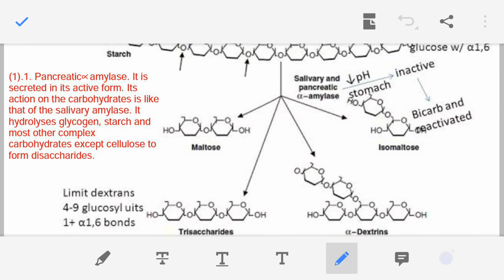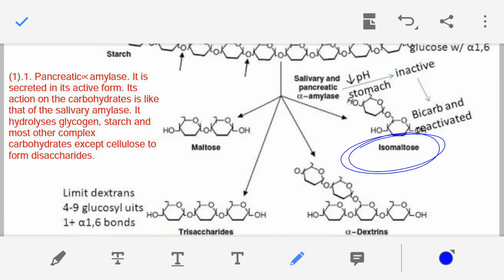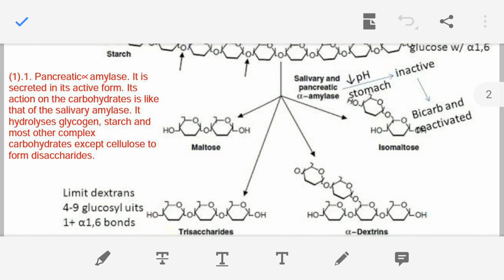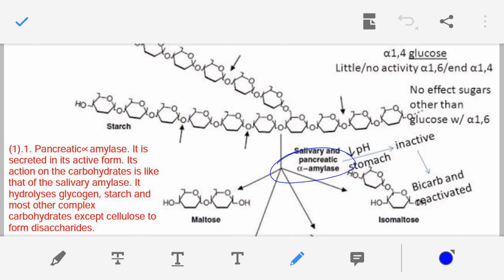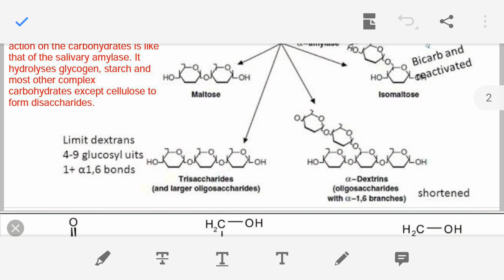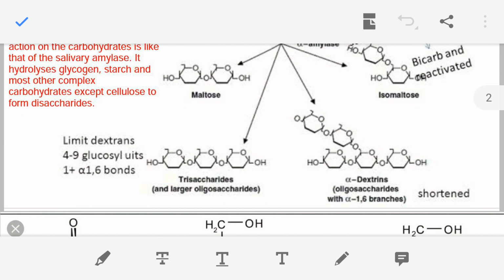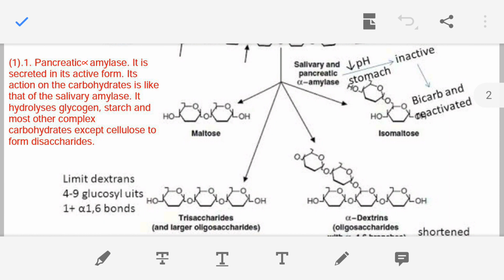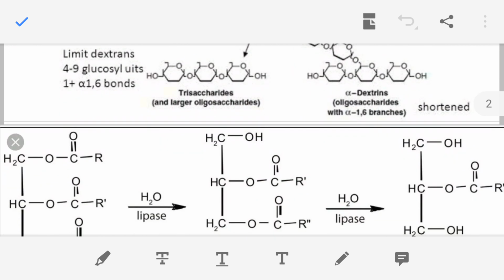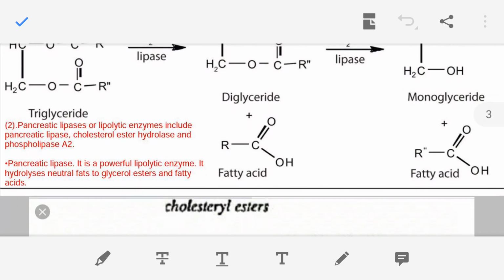Then isomaltose is formed. So we can say that the pancreatic amylase hydrolyzes starch, and then there is a formation of maltose, then trisaccharide, that is the limit dextran, then alpha dextrin, isomaltose. All these are formed due to the action of the pancreatic amylase. So this was the first enzyme. Now moving on to the second enzyme.